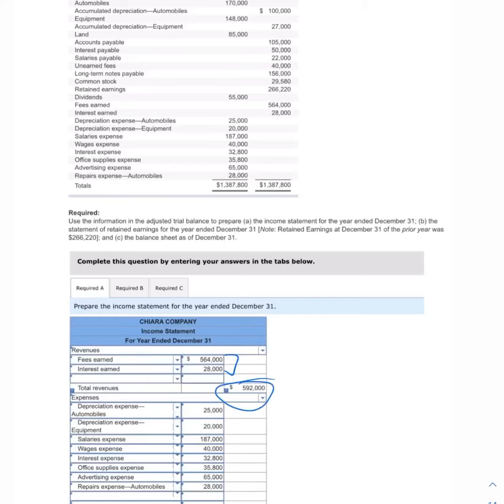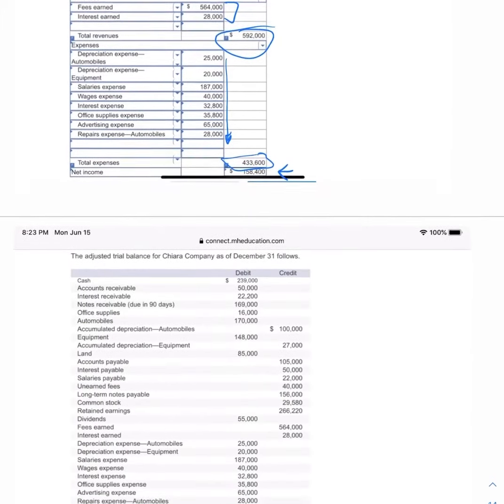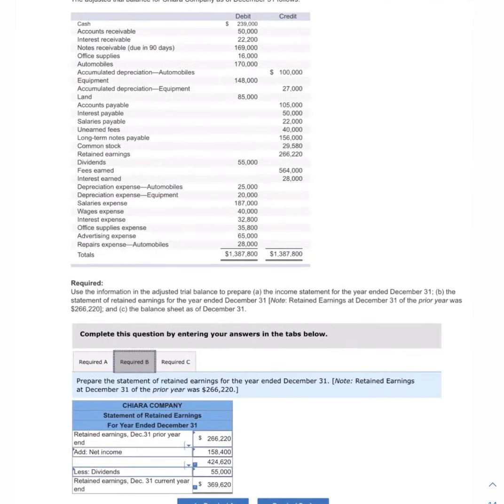You then have to find all of your expense accounts listed in this table up here. Once you found all those expense accounts, they simply drop one after another, giving you a total expense number of 434, which gives you net income of 158,400. You'll notice that 158,400 then falls through as the addition for net income in your statement of retained earnings.